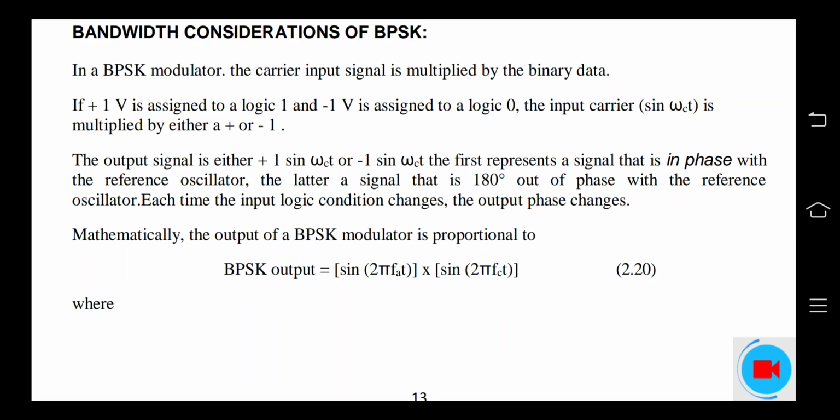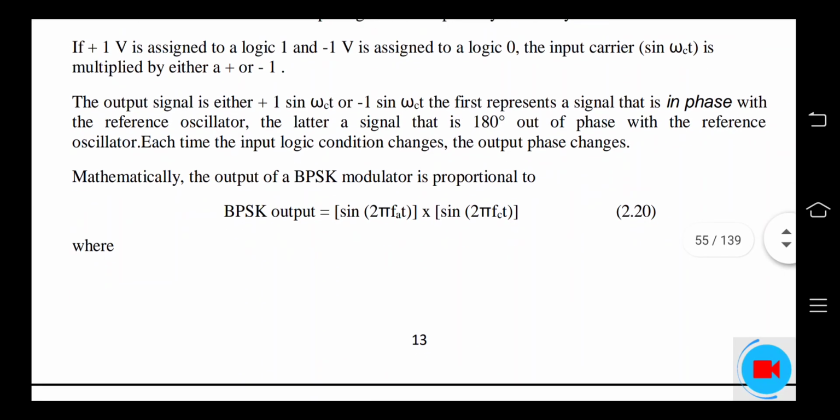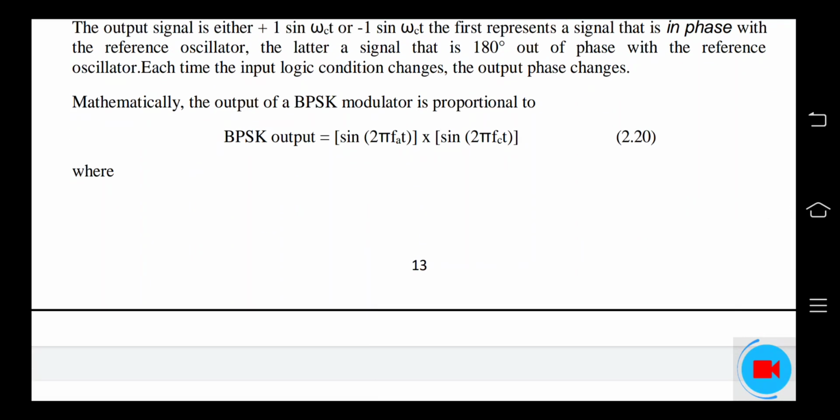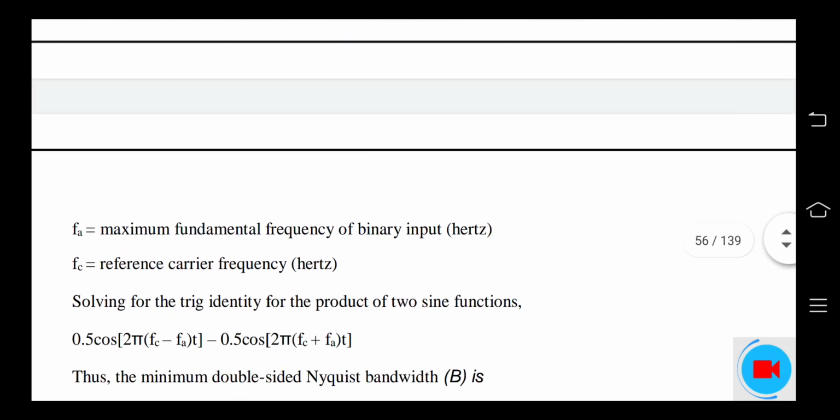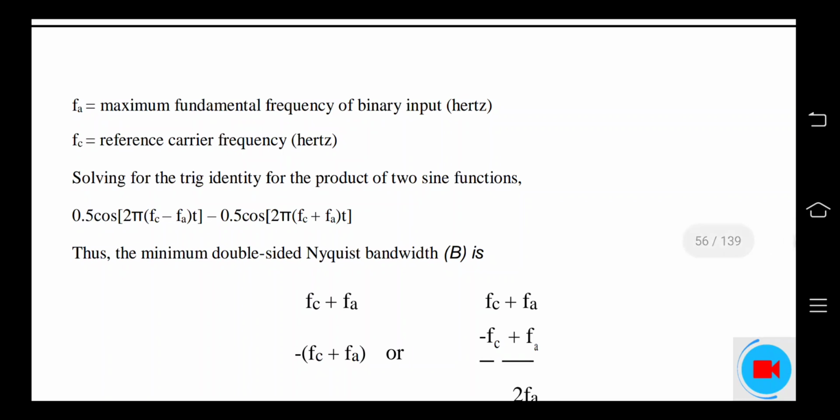So here, when the input voltage changes, the phase automatically changes. That means if the input is positive voltage, the phase is unchanged. If the input is negative voltage, the phase is opposite. That is, the phase is based on the input logic condition. Mathematically you can represent a BPSK modulator as sin 2 pi fa t into sin 2 pi fc t. This is the mathematical equation for BPSK, binary phase shift keying modulation. Here fa is the maximum fundamental frequency of the binary input, and fc is the reference carrier frequency.